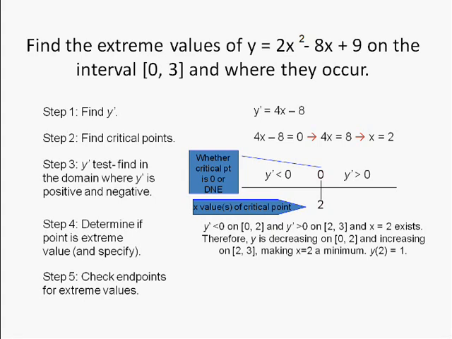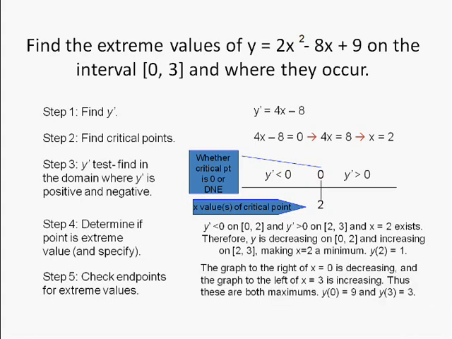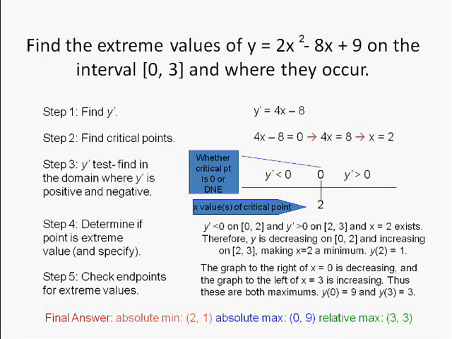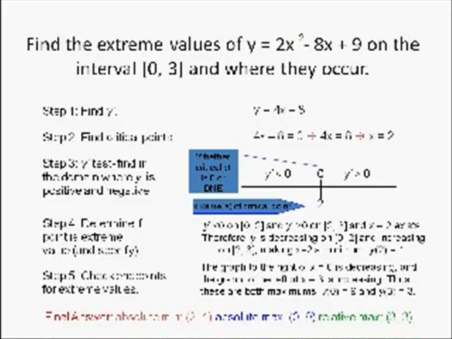Okay, step 5. You check the endpoints of the interval for extreme values. This is really important if you have an interval in the first place, because endpoints are considered minimums and maximums too. We do that whole sign chart analysis with these, and we find out they're both maximums. Then you plug the values into the original equation, and you get the points 0, 9 and 3, 3. Your final answer is the absolute minimum, the minimum that's the most minimum, is 2, 1. The absolute maximum is 0, 9, and a relative maximum, which is not the most extreme value, is 3, 3.